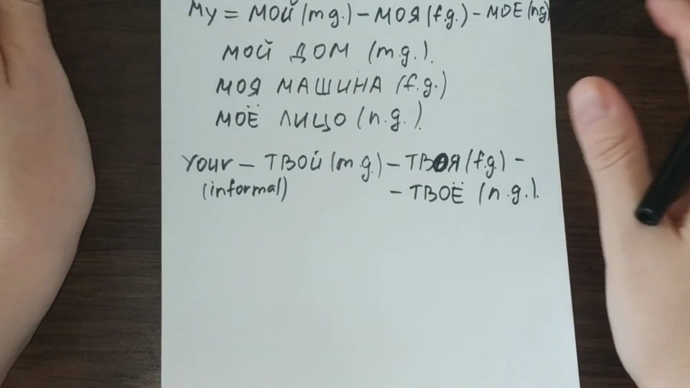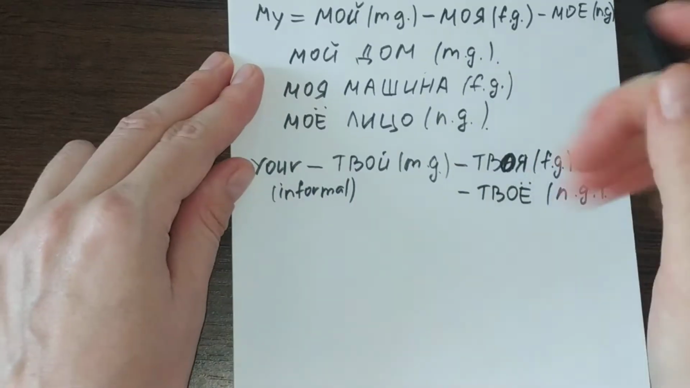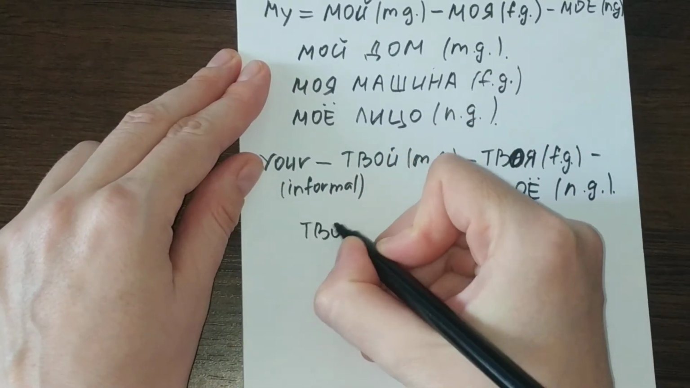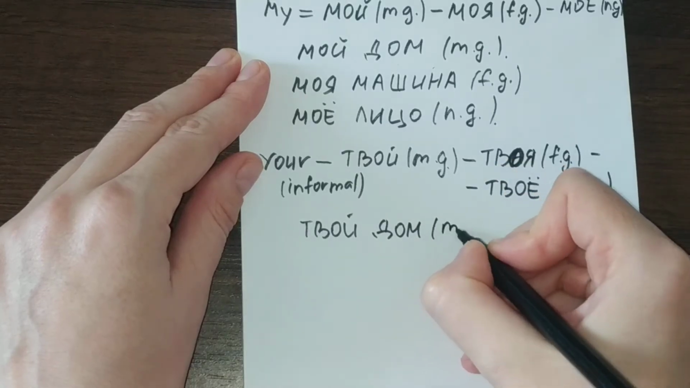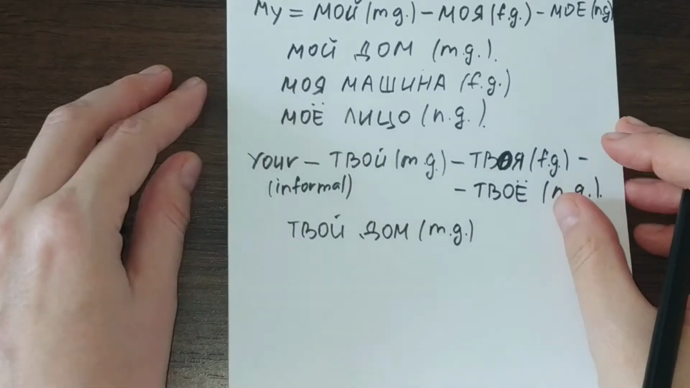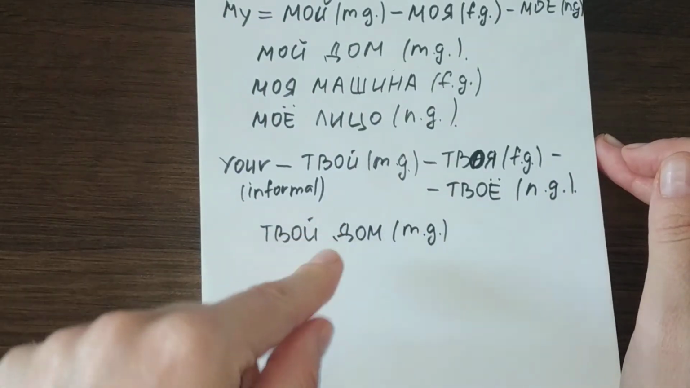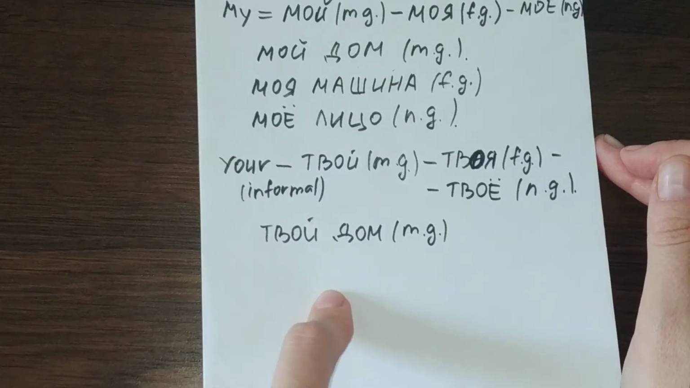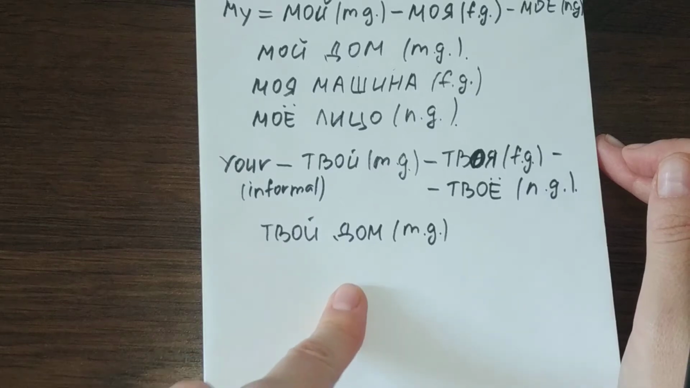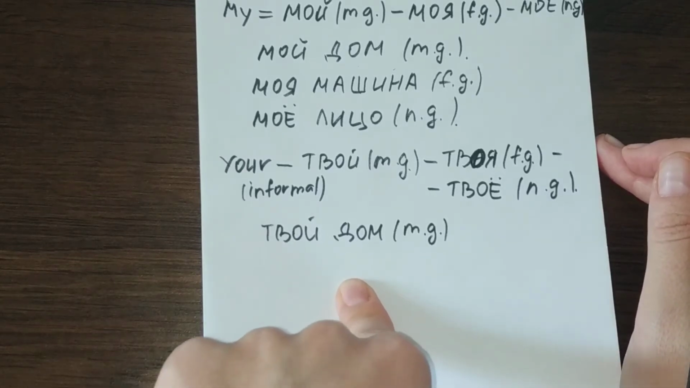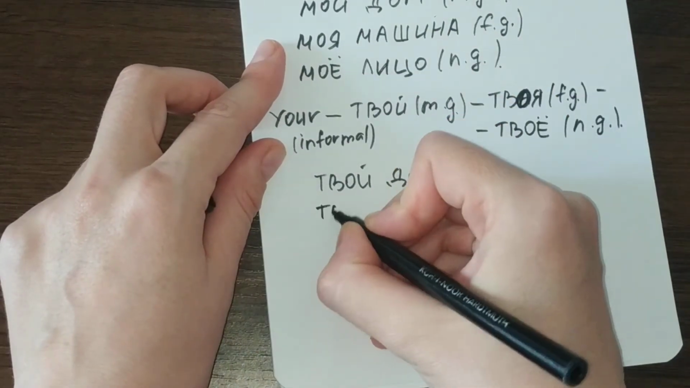So let's look at some examples of when it can be used. Let's use the same nouns here. So твой дом. Твой дом, masculine gender, both the noun and the possessive pronoun, meaning "your house". Твой, in an informal way, you can say to your friend, to your relative, to anybody that you are close with, and you don't have to use a formal way of speaking to that person. So твой дом.